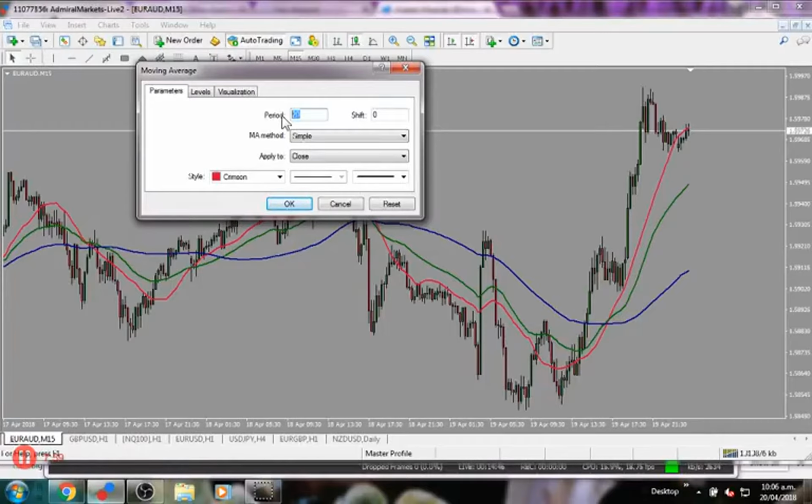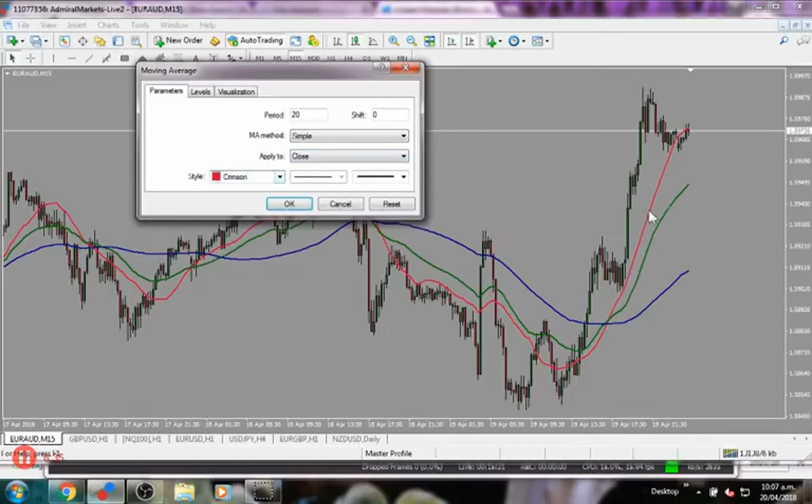Okay, so just to give you the numbers again, the blue one is 80, simple moving average, the green one is 40, and the red one is 20. So I've talked about the period here. Here under method, you just select simple. There's some other options, but don't worry yourself too much with it. Just keep it simple, and you could keep the apply to as close. That's fine too. And then you just choose your colors here.